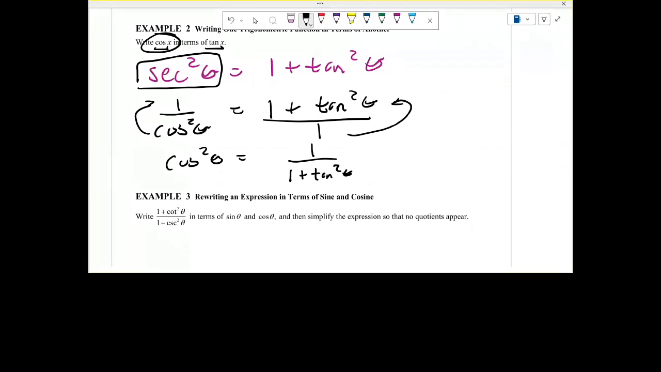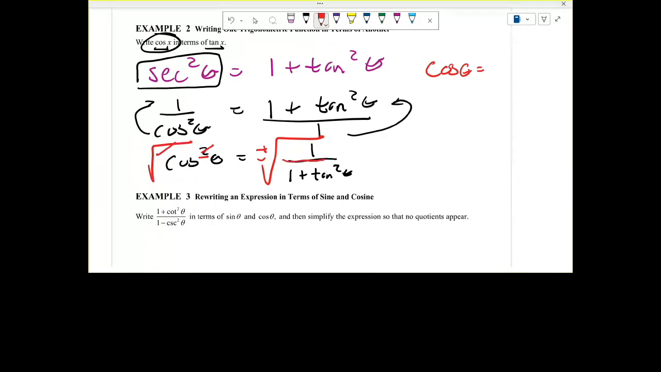Now, y'all, we are trying to write cosine in terms of tangent. Right now, I have cosine squared. So I need to get rid of the square. The way we're going to get rid of the square is we're going to take the square root. When we take the square root, we're going to write plus and minus on the other side, okay? So this square and that square root are going to go away. We're going to get cosine theta.